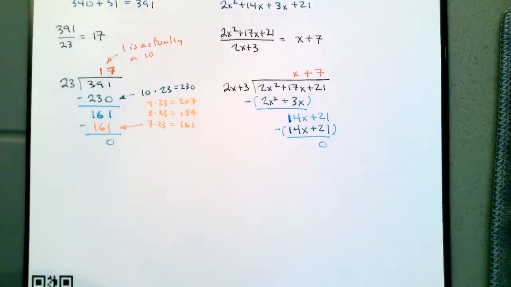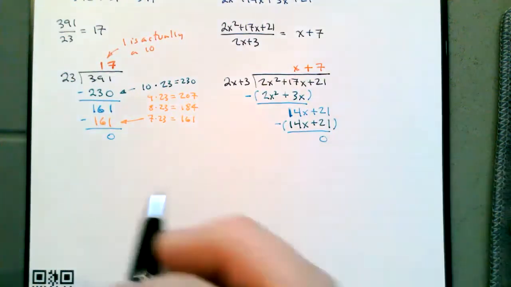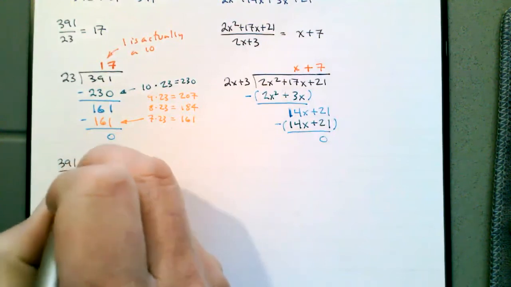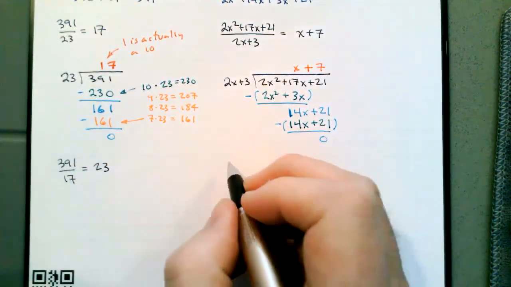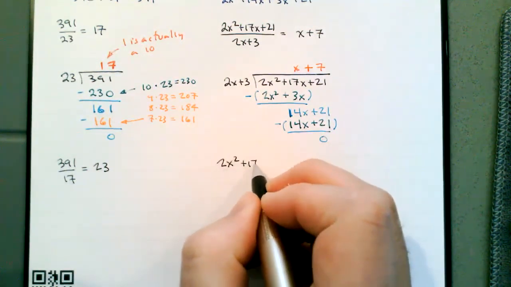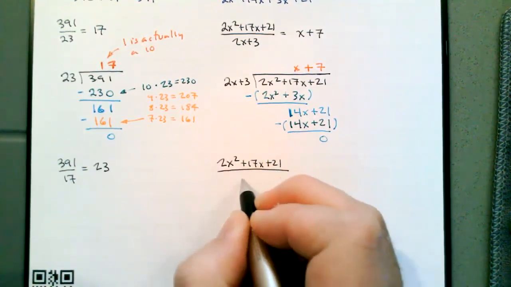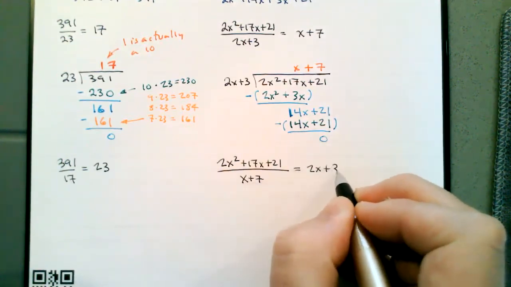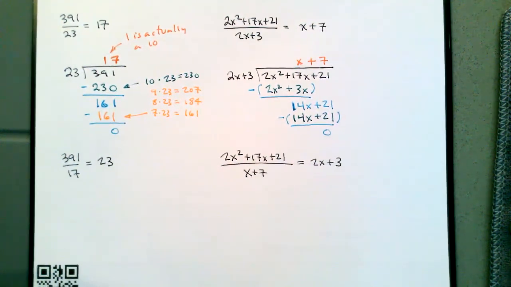We don't just get one division. If 391 divided by 23 is 17, then for free, we get 391 divided by 17 is equal to 23. So that would also mean in terms of polynomials that 2x squared plus 17x plus 21 divided by x plus 7 should be 2x plus 3. Let's see that happen in numbers in both cases.